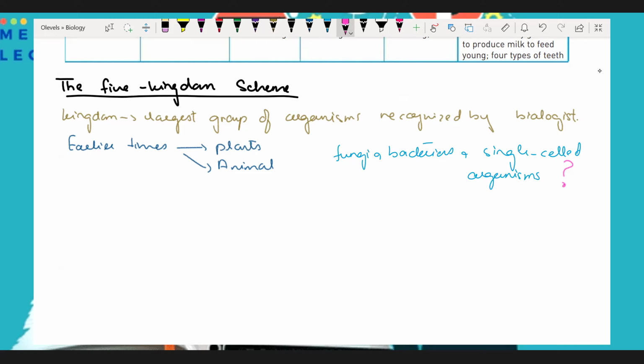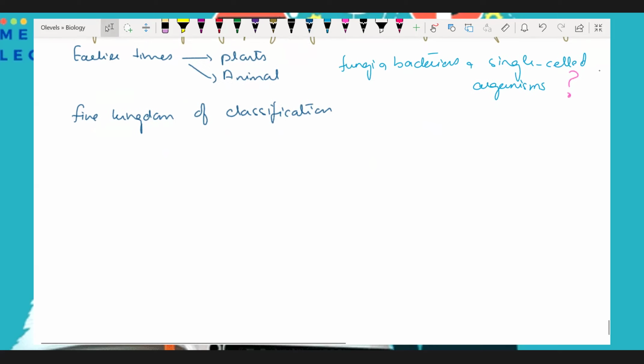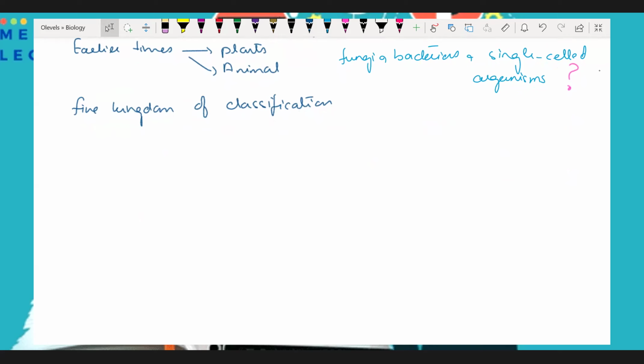Okay, then after that we knew that the five kingdom classification was finally formed, that consists of the five kingdoms: plants, animals, fungi, prokaryotes, and protists. After that, do you people know that there are still some difficulties with the five kingdom classification system? Maybe with those viruses.